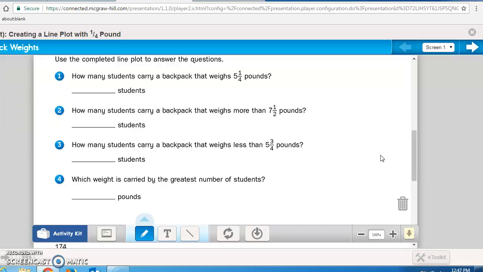And number 4, which weight is carried by the greatest number of students? Meaning, which weight has the highest amount of students whose backpack weighs that? And again, notice the units is changed because the weight is now in pounds. So how many pounds? Pause the recording now. Finish Math Journal page 174.